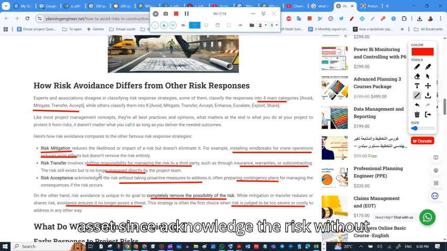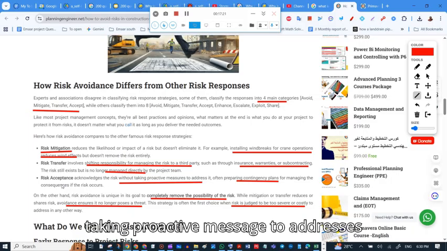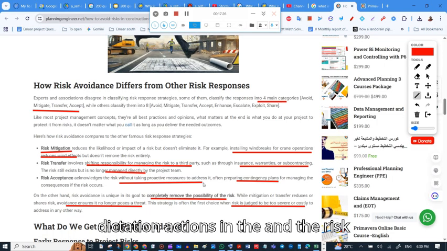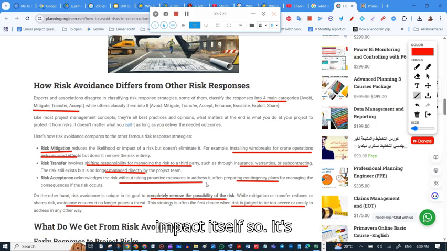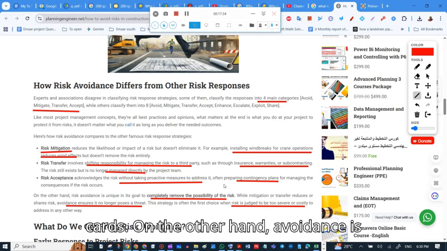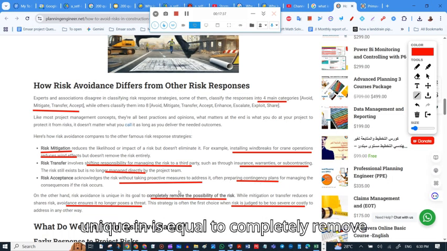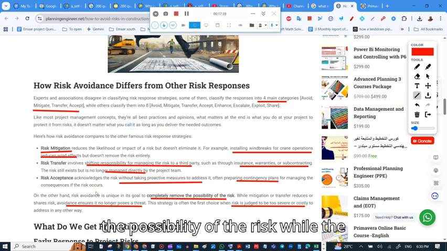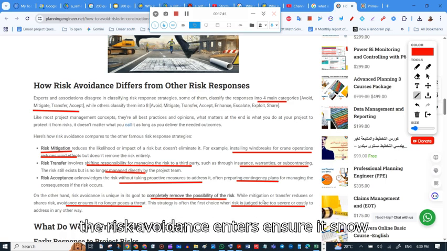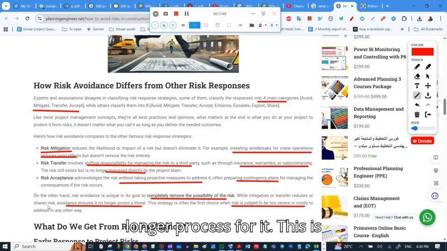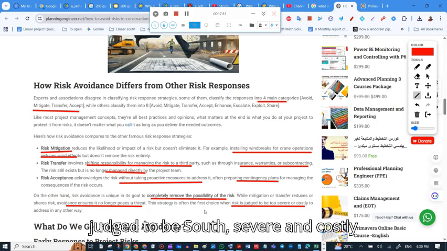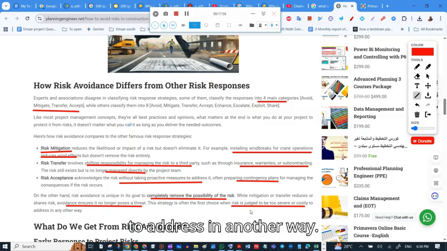Then risk acceptance acknowledges the risk without taking proactive measures to address it, because it is very costly to carry out the mitigation actions or to address the risk impact itself. So it often involves preparing contingency plans for managing the consequences if the risk occurs. On the other hand, avoidance is unique in its goal to completely remove the possibility of the risk, while mitigation or transfer reduces or shares the risk. Avoidance ensures it no longer poses a threat. This is the first-choice strategy when the risk is judged to be so severe and costly to address in any other way.